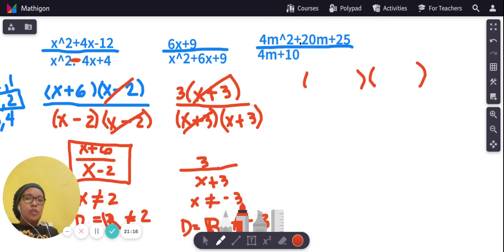Makikita nyo naman. So una, check nyo kung pwedeng i-factor out ng sarili niya, parang yung kanina, yung example natin. Pero pwede nyo rin i-check kung baka perfect square siya. So, 4 is perfect square, 25 is perfect square, right? Our teachers will not give us problems na hindi pwedeng i-factor out kasi wala tayong gagawin, or ubusin niya yung oras natin. We teachers do not do that. What we do is it's either i-factor out mo na common factor or it's a perfect square.